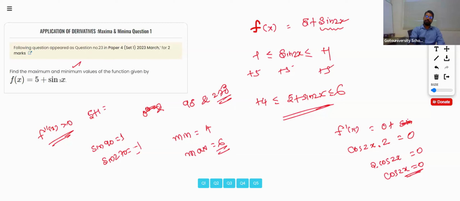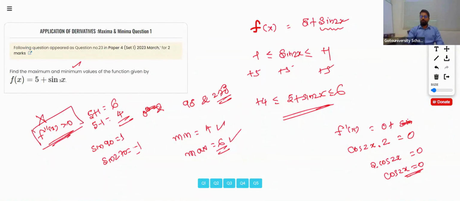5 plus 1 is what? 6. At sine 270, it is 5 minus 1, which is 4. That means our answers are verified, right? Either by differentiation as well as with a difference. We don't have to think about maximum or minimum because we did not even do the second order derivative test.